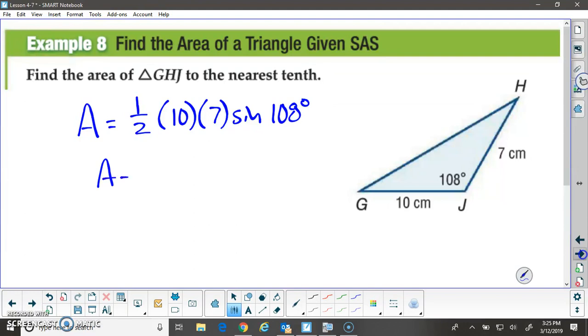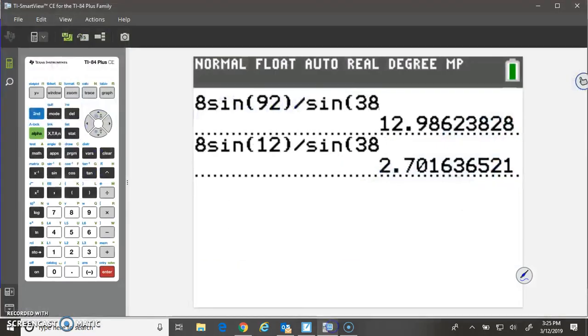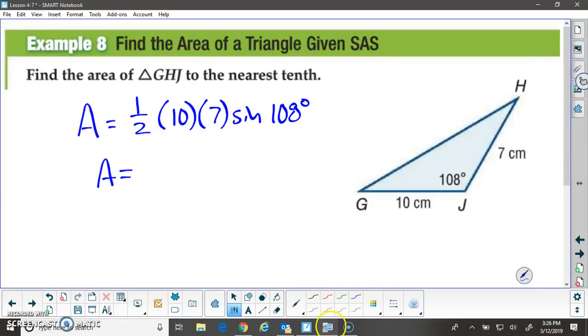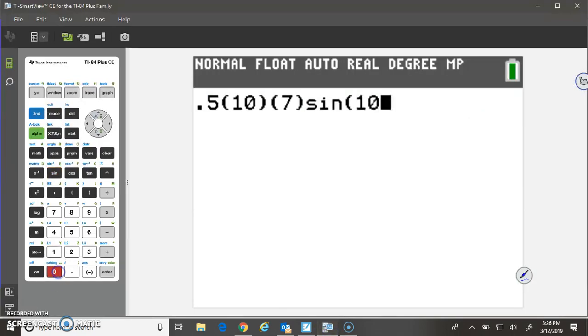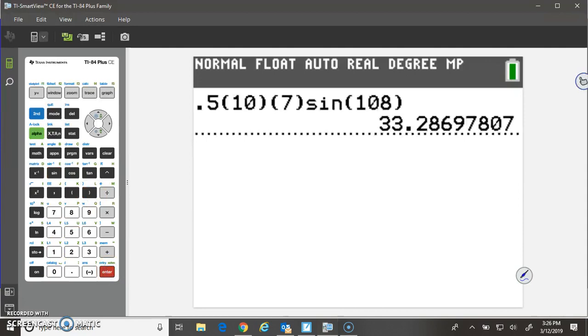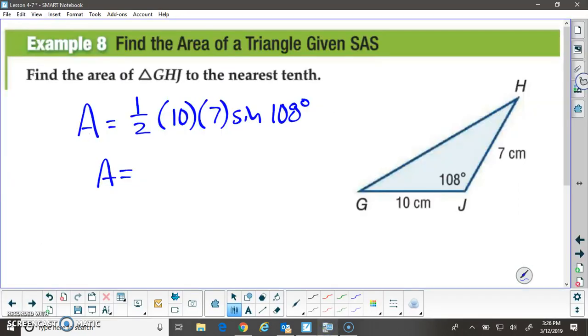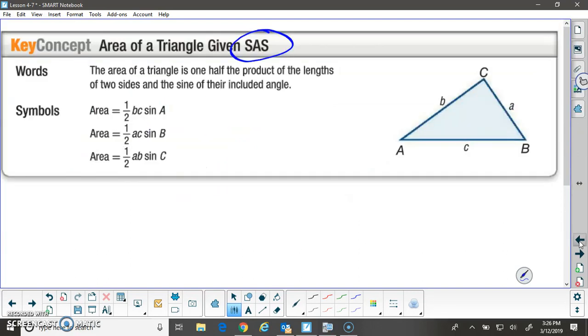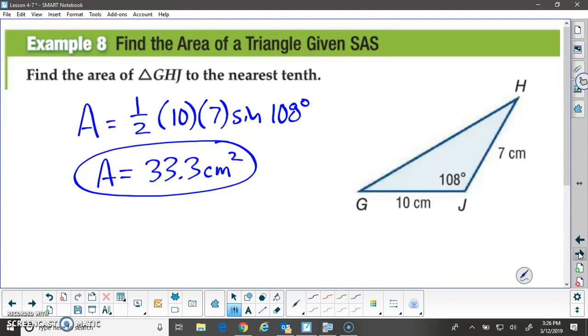And so if we go to our calculator now and type that in, and my angle is 108, gives us the area, which is about 33.3. Label that as square centimeters. Pretty simple formula to use. Again, you just need to be given two sides and the angle in between to use one of these formulas to find the area of a triangle that is not a right triangle.